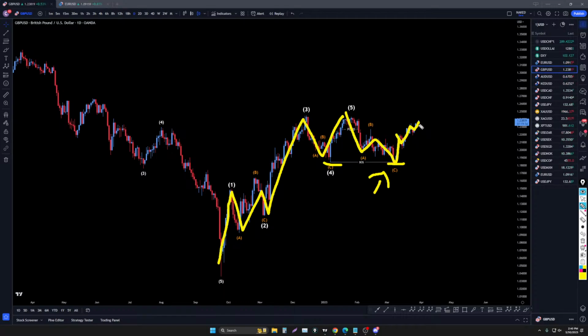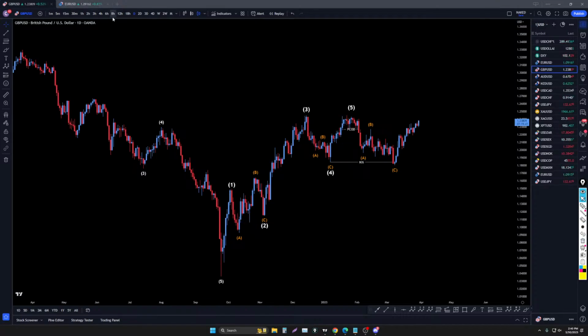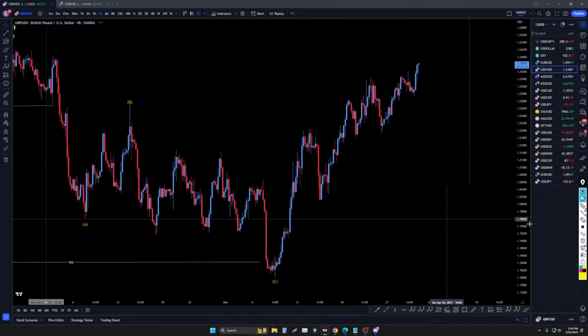That's usually a really good sign that that is going to be the end of a correction. And as you can see, it doesn't even look like it's over. I think that just like the euro dollar, this has got a long ways to go to the upside. So let's head down to the 4-hour time frame.